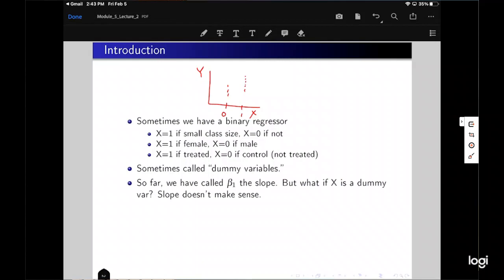So far we've called beta 1 the slope, but what if x is a dummy variable? The slope doesn't make sense. And so I've drawn this little graph up here. X only takes on the two values 0 and 1, and y is just going to be some data points plotted like that. So there really isn't a line to be drawn here. There's no beta 1 that we can call a slope.